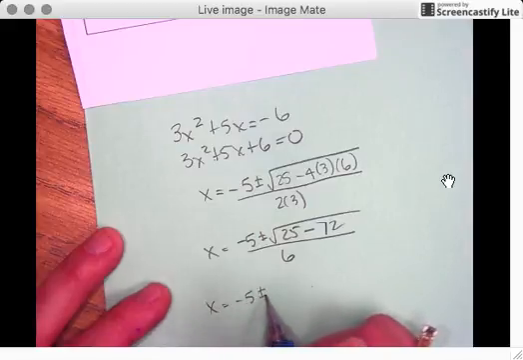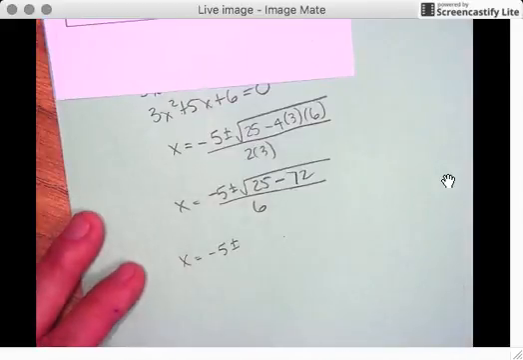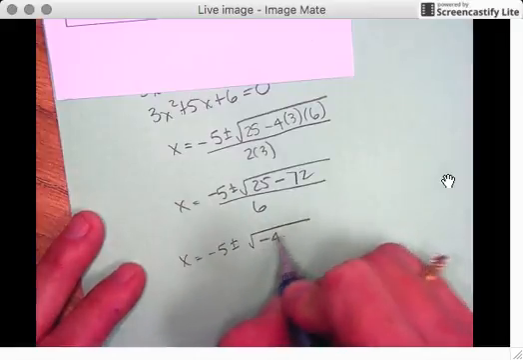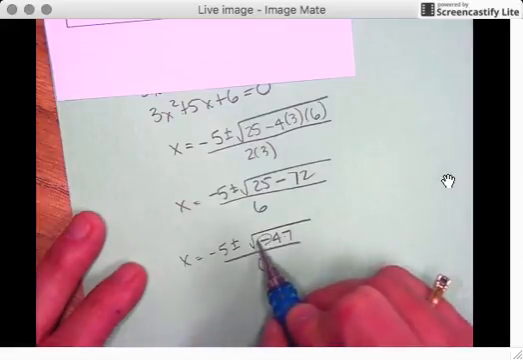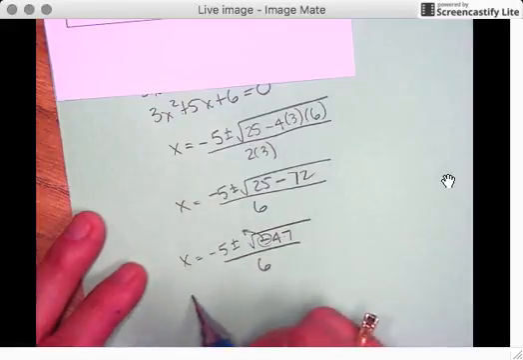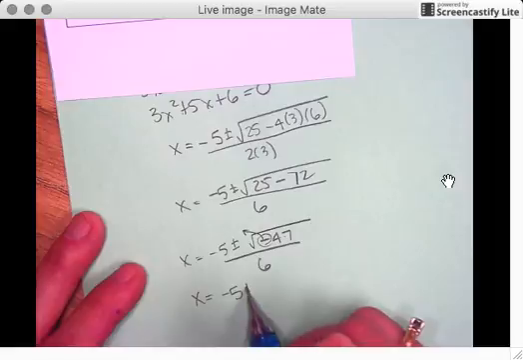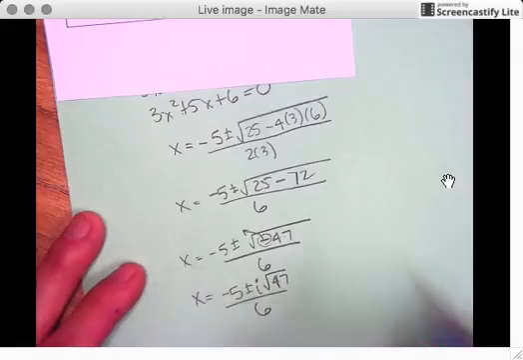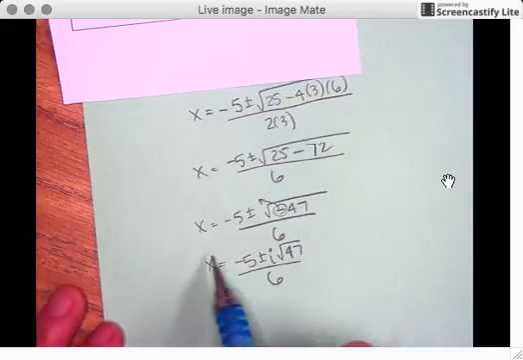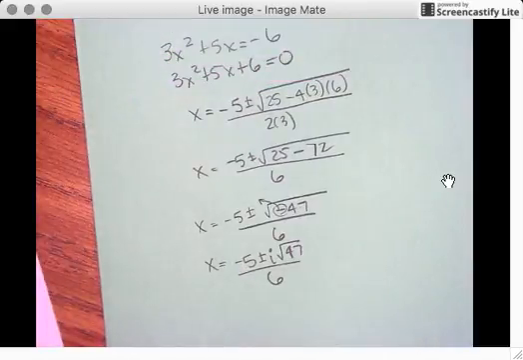So now I have negative 5 plus or minus the square root of 25 minus 72, which is negative 47, all over 6. And you know, if there's a negative under a square root, we have to pull out the i. So I have negative 5 plus or minus i radical 47 all over 6. Those are the 2 answers to this quadratic equation.